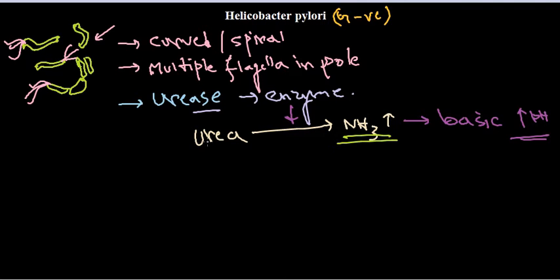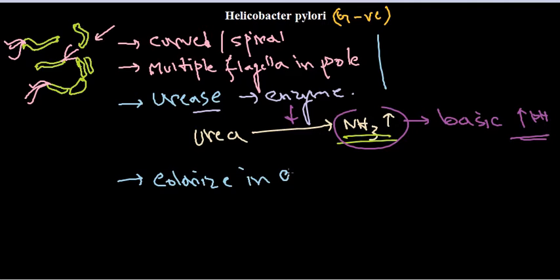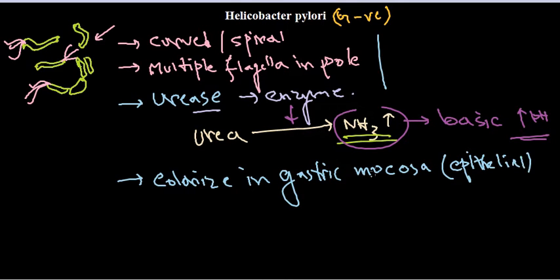Now this enzyme acts on urea and converts it to ammonia. It is basic in nature, right? Now this is a property of Helicobacter pylori, and what is the importance of the property, we'll be studying later. Now another important property is that Helicobacter pylori colonize, so let me write, they colonize in gastric mucosa, gastric mucosa or gastric epithelial cells. So they usually colonize in gastric epithelial cells or gastric mucosa, right?